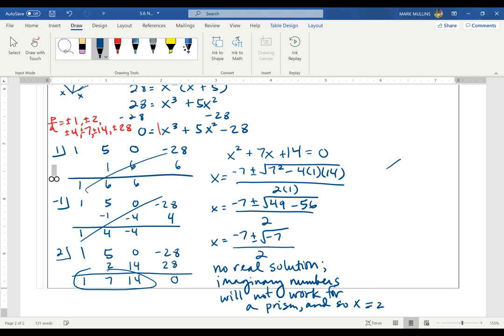So now let's think about that prism again, and I'm going to draw 2 squares and just connect them this time. So we know the base was x and x, so we have a 2 and a 2. The height was x plus 5. So 2 plus 5 would be 7. So the height is 7. And this concludes our 5-6 notes.